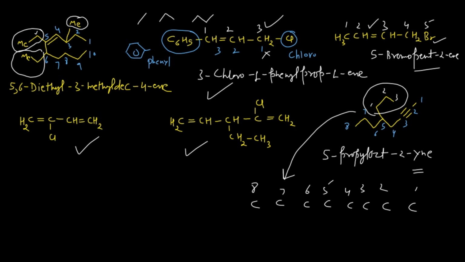And at position number 2, put your triple bond, and at position number 5, put your C2H5. Connect all the carbons with single bonds, and then complete the valency. CH3, CH2, CH2. This is CH. This is CH2. Now these two are the same. So I hope this is quite clear to you, right?